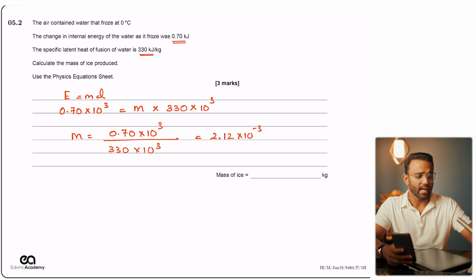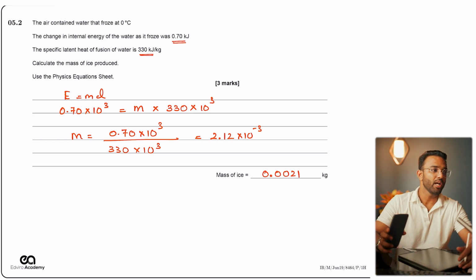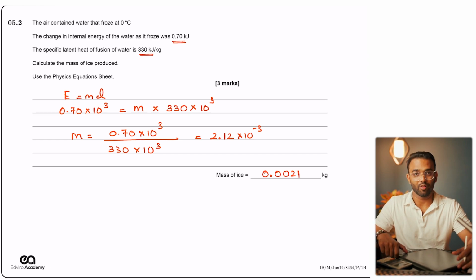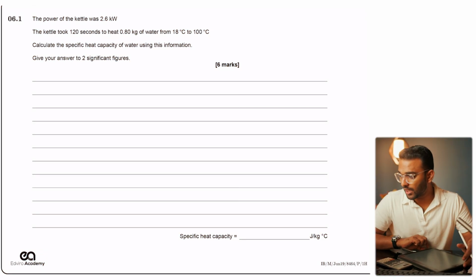I believe you could even write it as 0.0021, or you could write it in standard form. Not a problem with that. So that gave you another 3 marks. So here is another question, guys. Let's have a quick look.